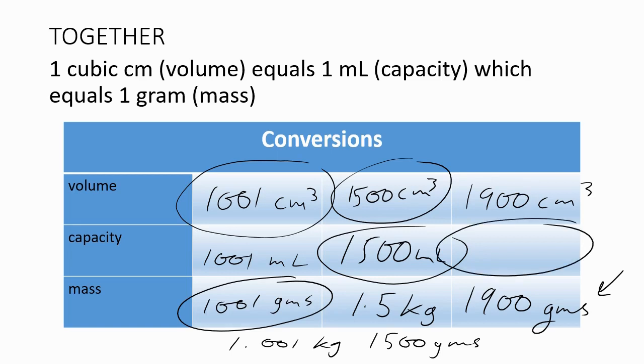Have a go. Okay, pause me. I hope you've had a go. There's 2 ways you can answer it. You could have written down 1,900 milliliters, or 1.9 kilograms. Same thing. Okay, let's move on to the try phase. The try phase.